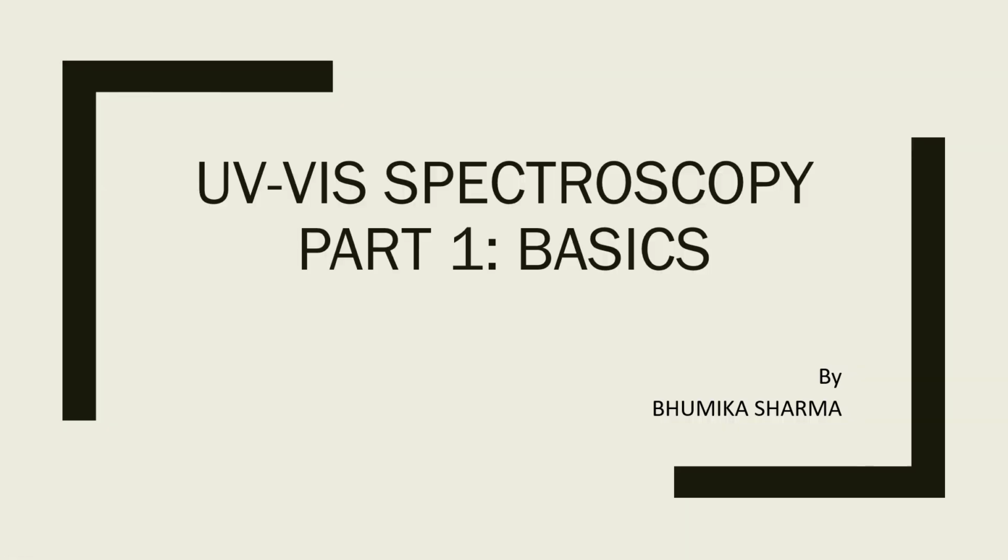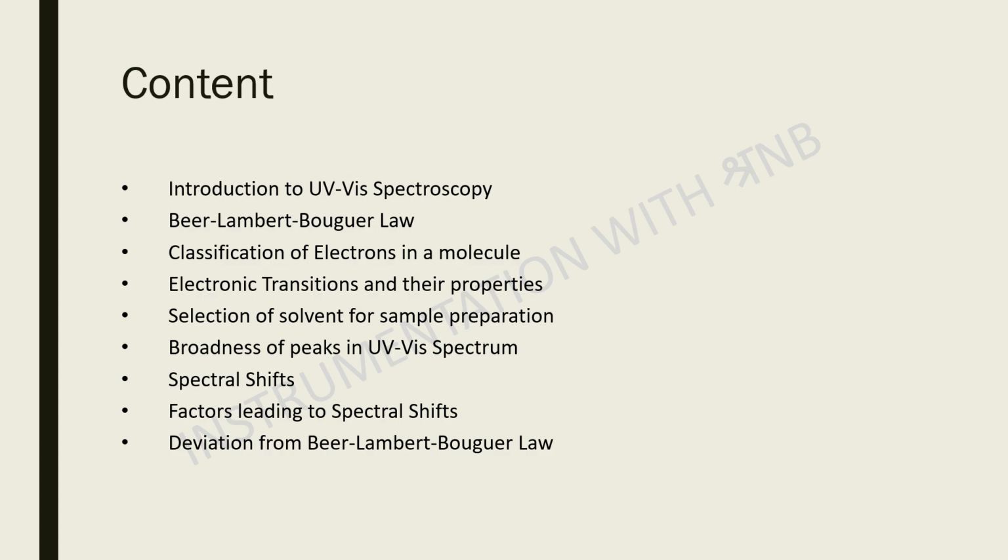Today's topic of discussion is Basics of UV Visible Spectroscopy, which includes Introduction to UV Visible Spectroscopy, Beer-Lambert-Bouguer Law, Classification of electrons in a molecule, electronic transitions and their properties, selection of solvent for sample preparation, broadness of peaks in UV visible spectrum, spectral shifts, factors leading to spectral shifts, and deviation from Beer-Lambert-Bouguer law.